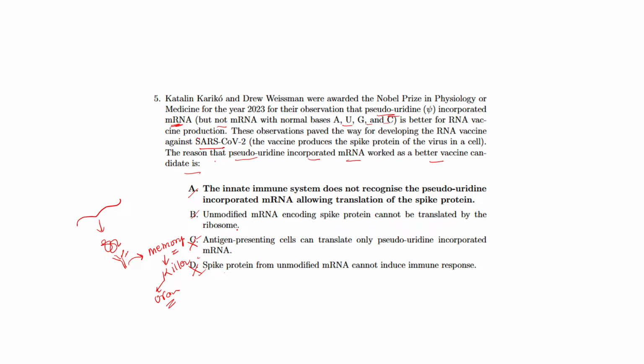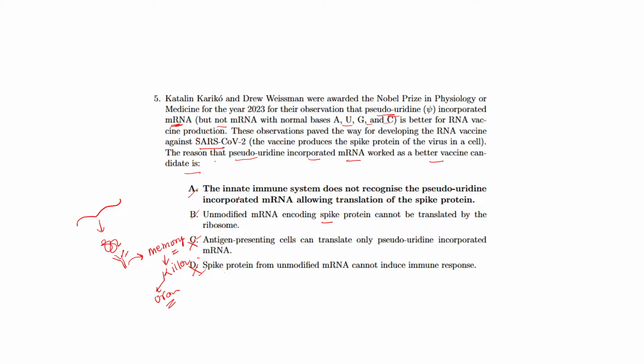So this is also wrong because unmodified mRNA is also present in our body, and that will also encode a spike protein which can also be translated by our ribosome. But the thing is, when pseudouridine is incorporated into mRNA, the vaccine works better. So there is a better recognition of the spike protein.